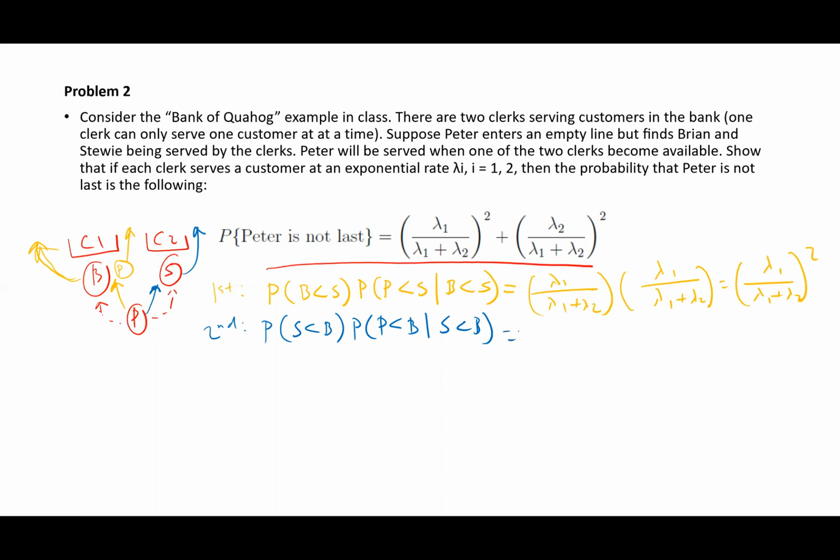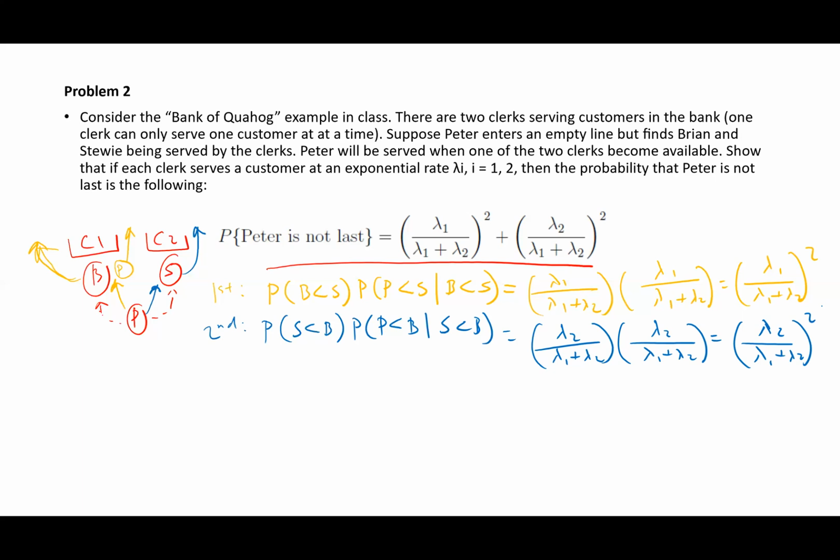The probability that Stewie finishes before Brian is simply lambda 2 over lambda 1 plus lambda 2. Again, you're comparing two exponential distributions. The probability that one's smaller than the other is given by this nice property. Given that Stewie's the first one to leave, you're left with Brian and Peter. Again, who's going to finish first? We all know the probability that Peter finishes before Brian is again lambda 2 over lambda 1 plus lambda 2. So the whole quantity becomes lambda 2 over lambda 1 plus lambda 2, the entire quantity squared.